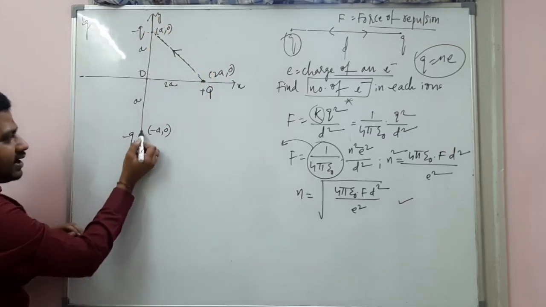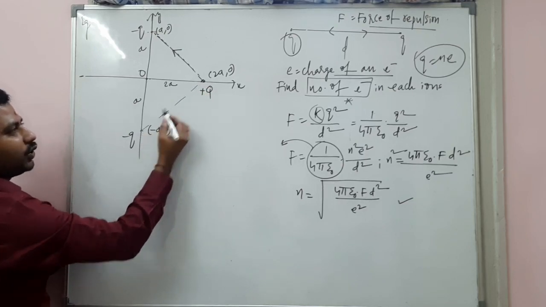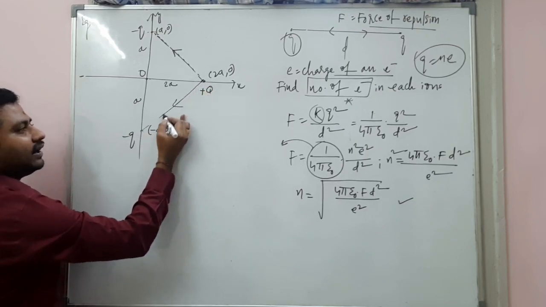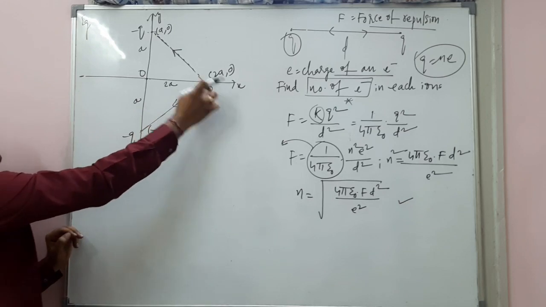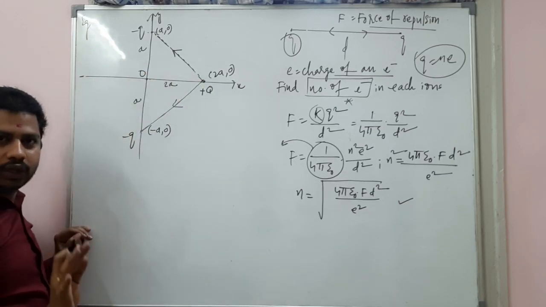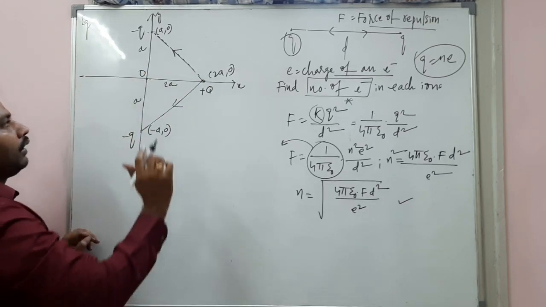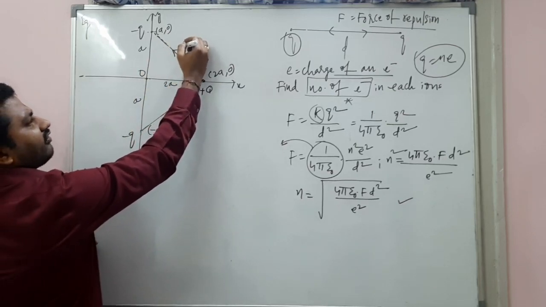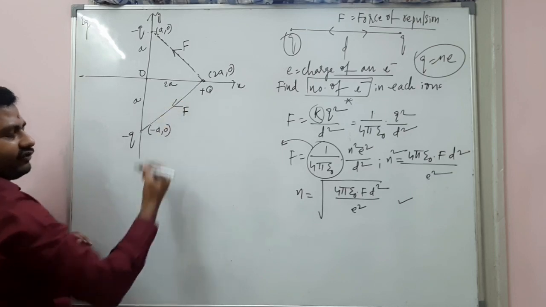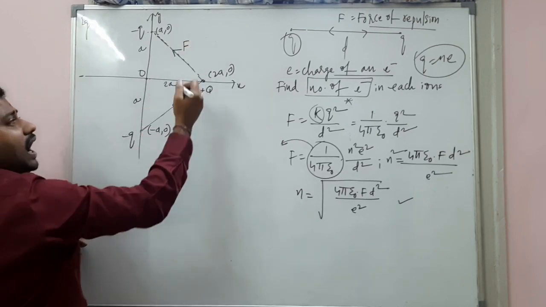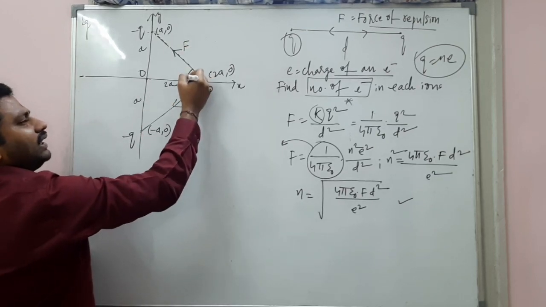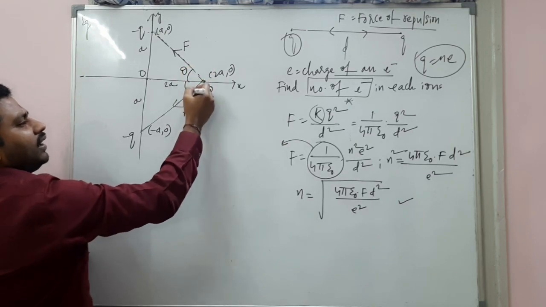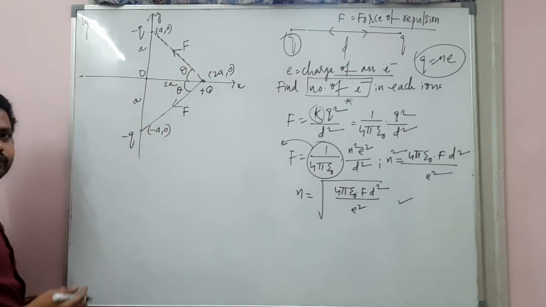And in the same way, this minus q also will attract this plus q. Okay? Fine. Listen. Imagine this is a force F and this is also the force F. They both are at an angle 2 theta. If this is theta, this also will be theta. Carefully see.